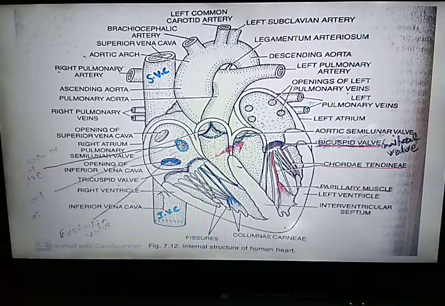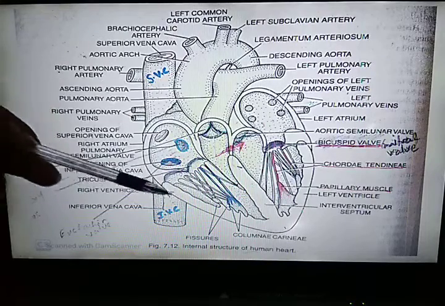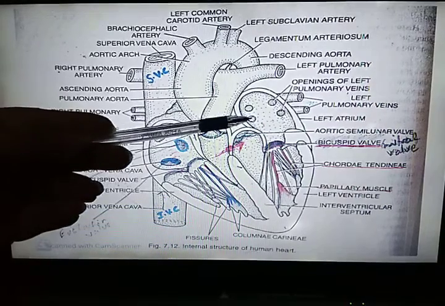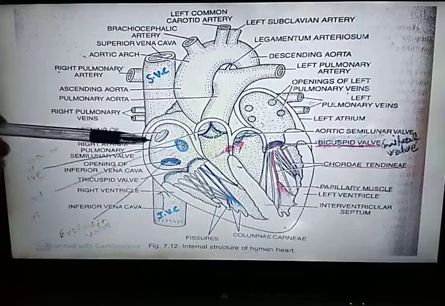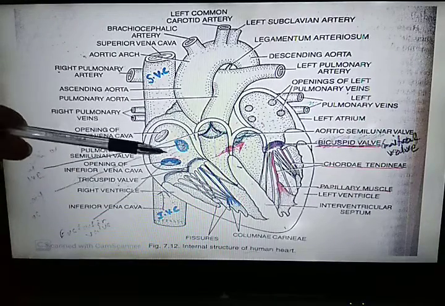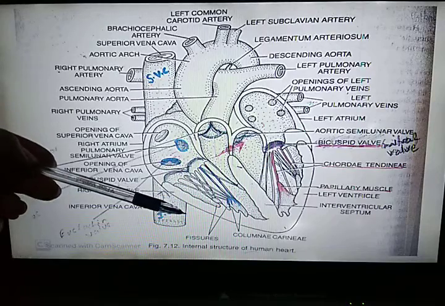Now we will study the blood vessels that enter or leave the heart. First of all, we will study the blood vessels of the right side of the heart. All of us know that the left side receives oxygenated blood and the right side receives deoxygenated blood. So let's start with the right part of the heart.